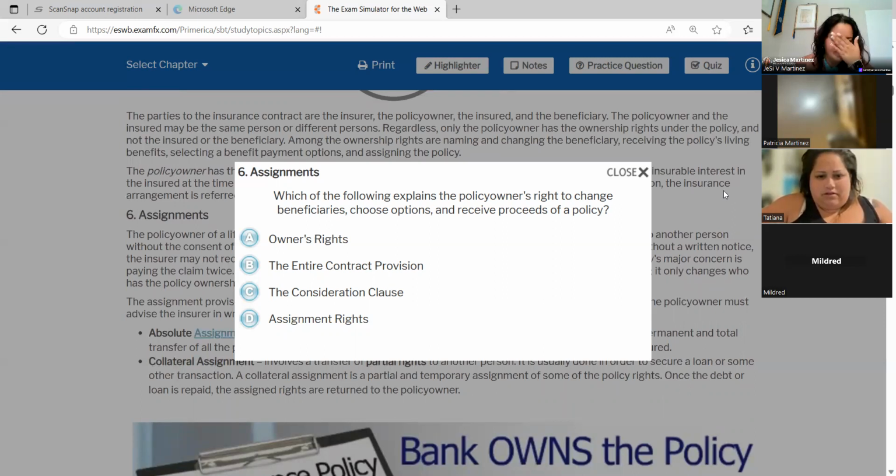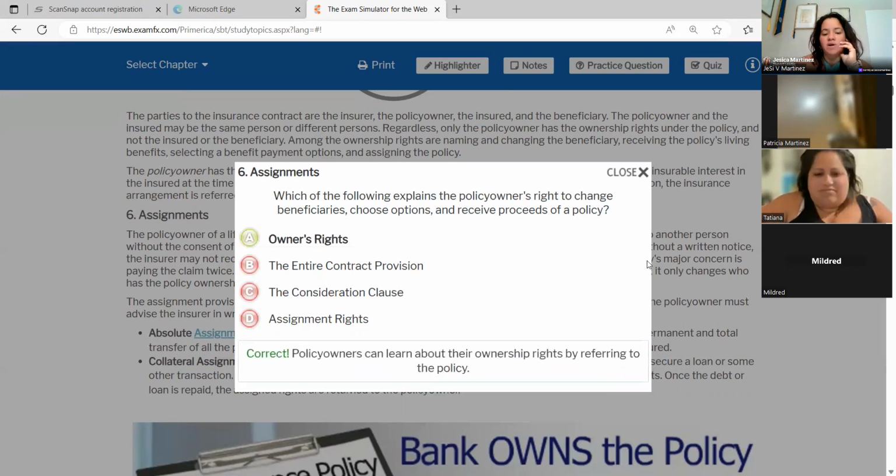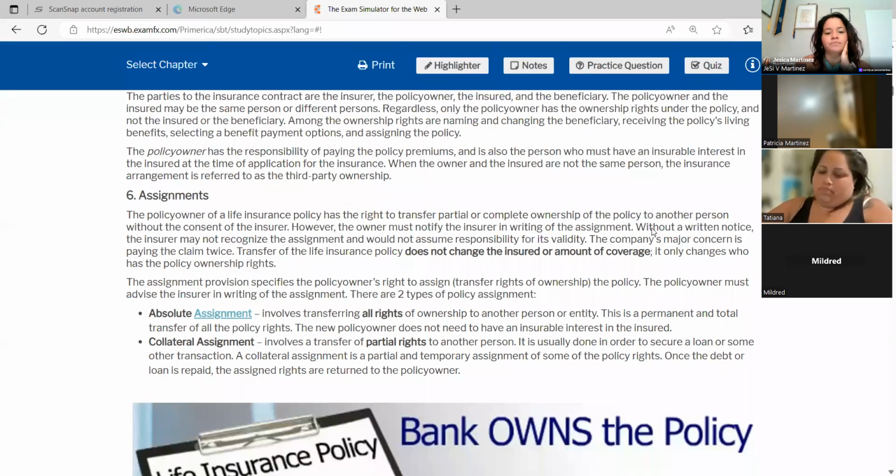That's what I'm between. So assignment rights is when you assign, basically you transfer the rights of the policy. So you're no longer the owner, you're changing it away. Like you're transferring to somebody else, whether it's absolute or the collateral. I think you guys are right on the owners. Yep. Policy owner can learn about the ownership rights by referring to their policy.